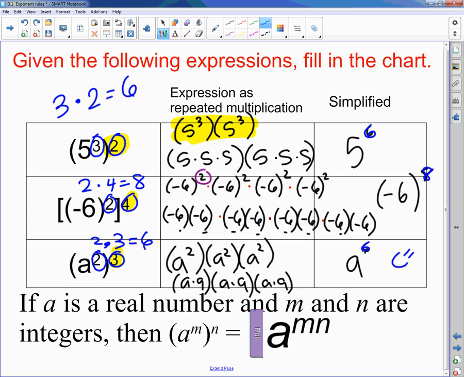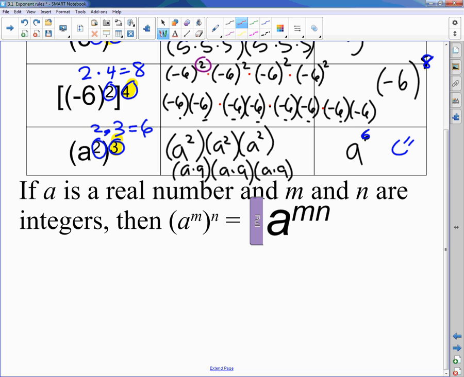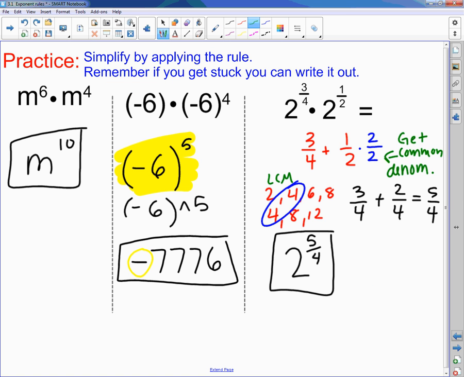So the rule here is, when you have a power, this m, when you have an exponent and you raise it to another exponent, the rule is going to be m times n, which means multiply. So power to power, we multiply. Okay, quick review: power to power, you multiply. On these ones, when we're multiplying them together, I take m to the 6th and times it by m to the 4th. The rule is to add. So when you multiply the same bases, you add the exponents.